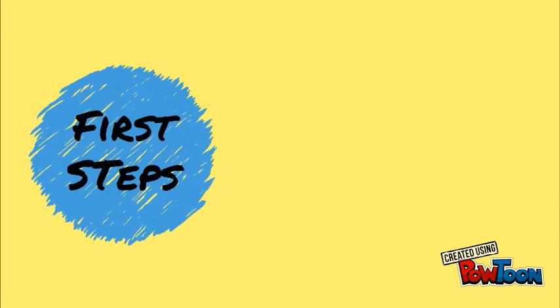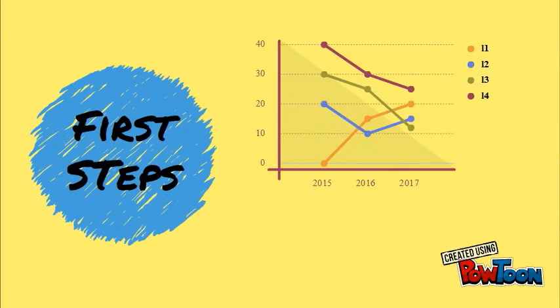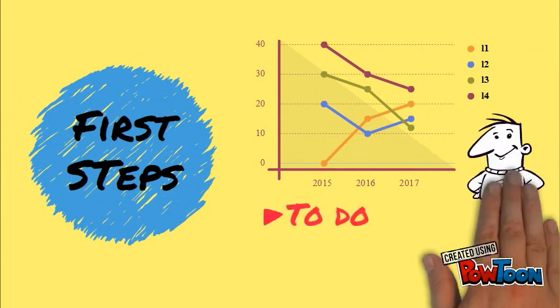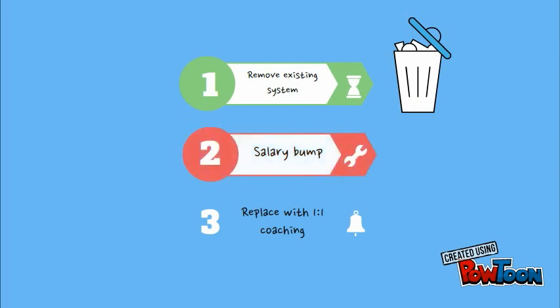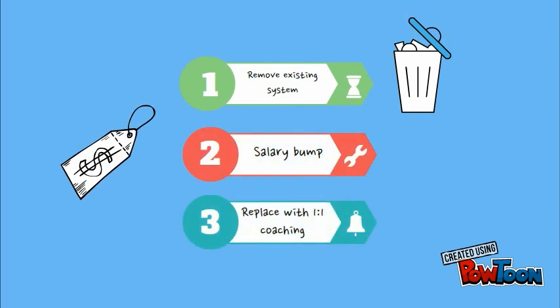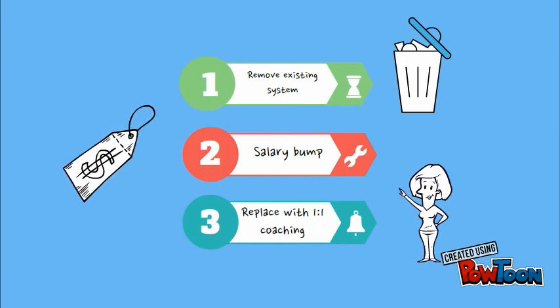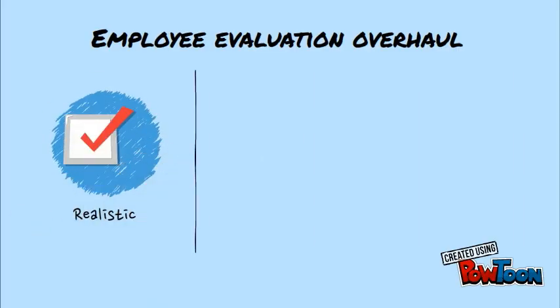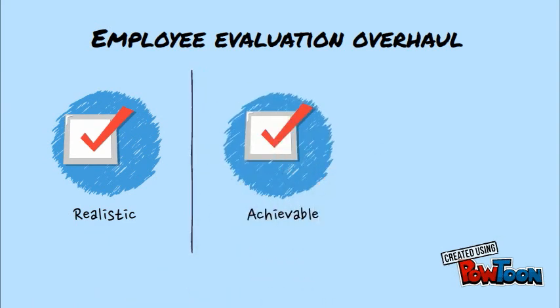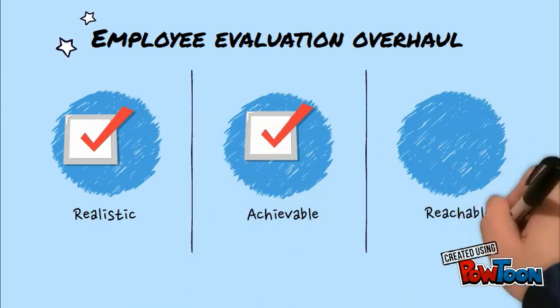In order to implement this change, management needed to provide the employees and overall organization with realistic, achievable first steps to change. They did this by clearly outlining how the employee evaluation system could look. They proposed to remove the existing system, provide all employees with a salary bump, and replace biannual reviews with monthly one-on-one informal performance coaching sessions. Because these first steps were realistic, achievable, and reachable, Atlassian employees responded positively to the new evaluation program.